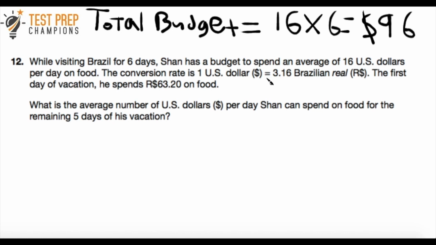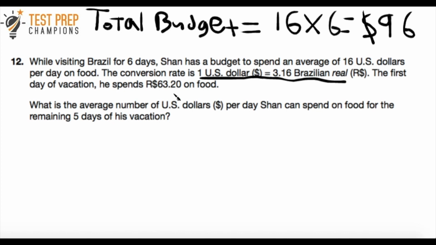So then we've also got this conversion rate. And what's the point of this conversion rate right here? $1 equals 3.16 Brazilian real. Well, this is going to tell us the amount that he spends on that first day. So what does that matter? Well, we know that he wants to spend an average of 16 US dollars per day. So this 63.2, that's in Brazilian real. So we want to convert that to US dollars, because then that's going to tell us how much he spent on the first day in US dollars.